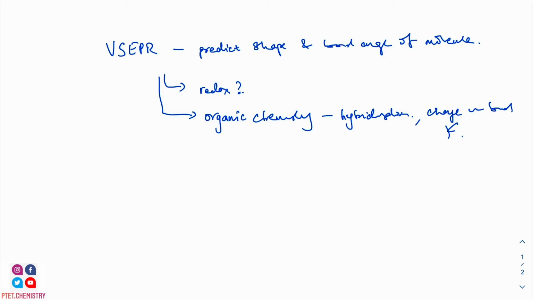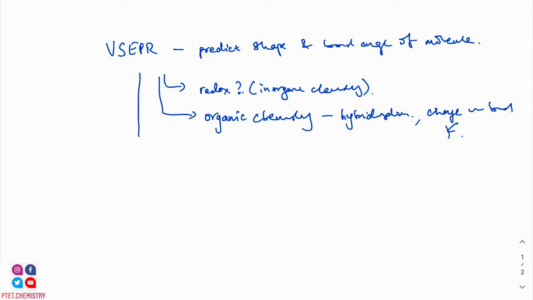Where else will you see valence shell electron pair repulsion theory? I guess the redox bit is probably under inorganic chemistry, where we are going to justify, is it a redox reaction or is it not a redox reaction? And believe me, there's actually a manifestation of VSEPR in there, okay?